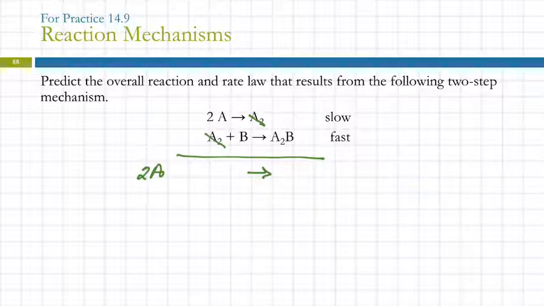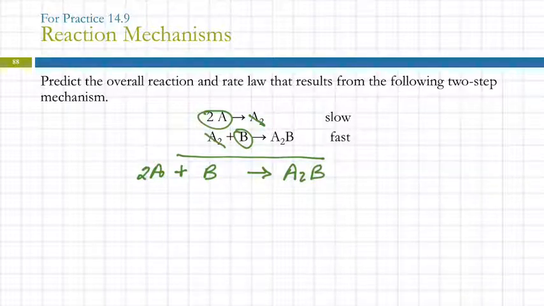So the A2s went away. The other reactant I have here is B, and so we have to include that. So I've got these down, this one down there and that one down there, and then the only thing that's left is this A2B. So that's our predicted overall reaction. Everybody okay with that?